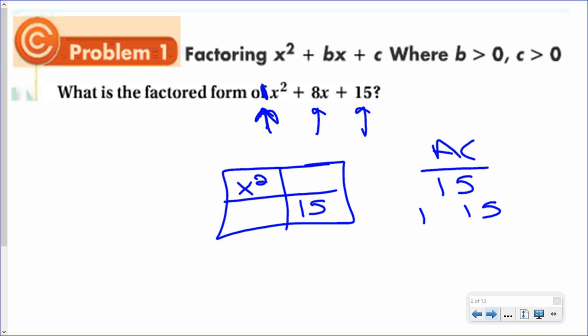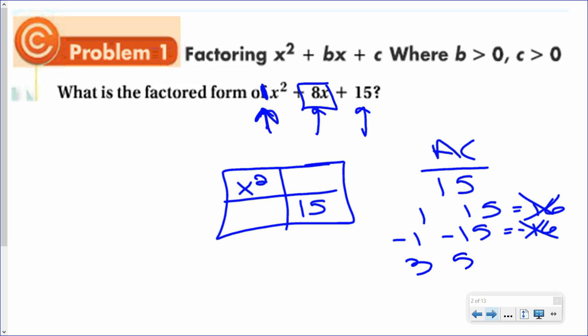1 times 15 gives you 15, but when you add 1 and 15 together, you get 16. We're looking to try to get to 8. The next one would be negative 1 times negative 15. 2 negatives equal positive, right? But this gives you negative 16. We don't want this one, and we don't want this one. 3 times 5 gives you 15, and when you add it together, it gives you 8.